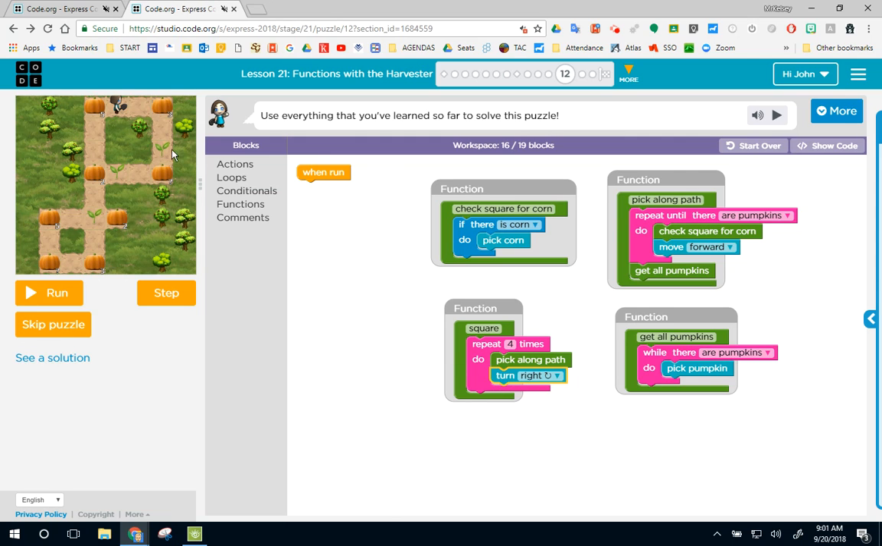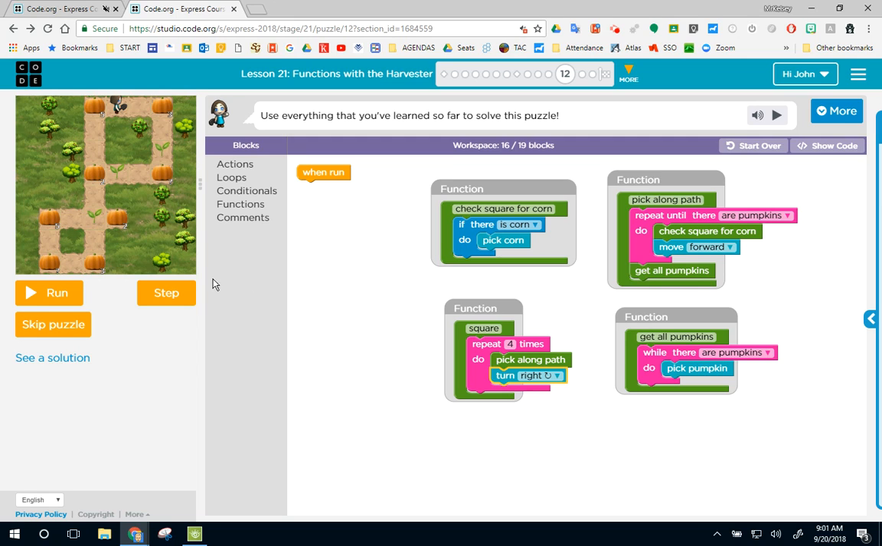And now I have something that will go along and pick along the path, which will then go up here and do pick for pumpkins, which then pulls. So you see these functions are pulling from each other or calling from each other. They're all interactive. If you were to draw arrows between these, it gets a little confusing. But every time you see a green little puzzle piece here, you know you're calling a function, which is referring to something else over here.